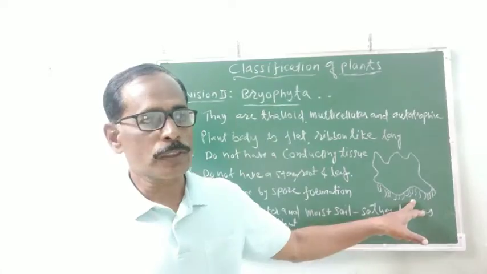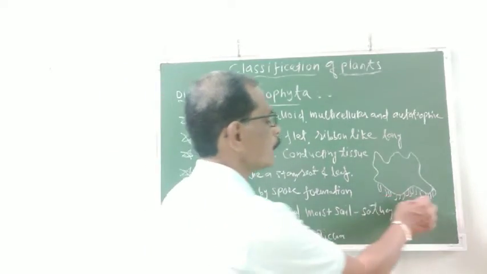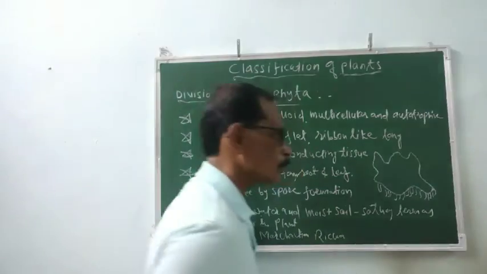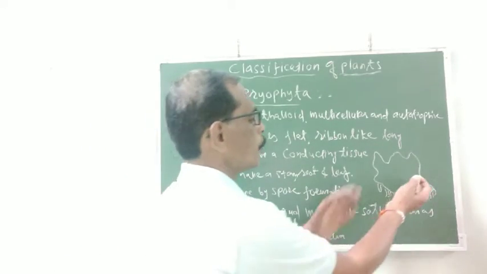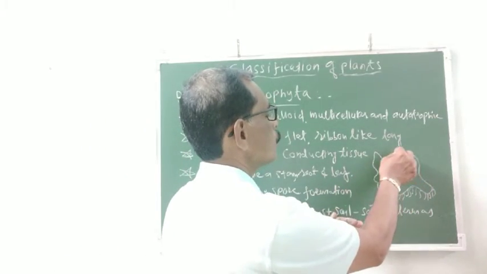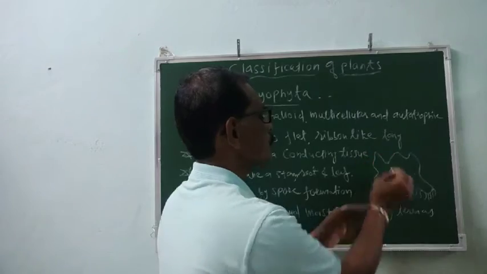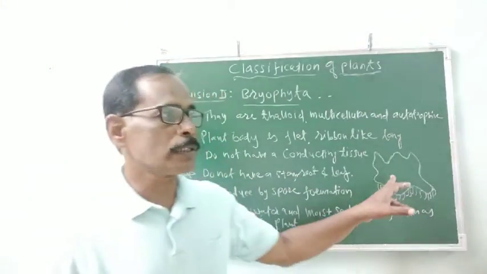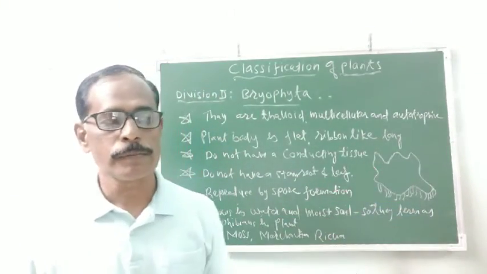But it works as a root. So this type of structure is known as the rhizoids. And the upper part of that rhizoids, that is the flat body, is a leaf-like structure. It is not a leaf, but it is leaf-like.